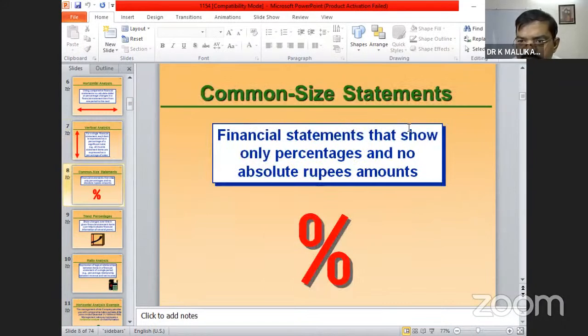Then common size statement analysis. Here the financial statement shows only the percentages; no absolute rupee amounts are used. We do not use absolute amounts, we use only the percentages.